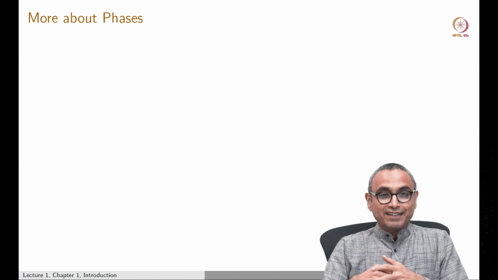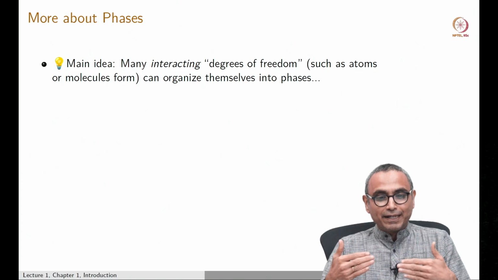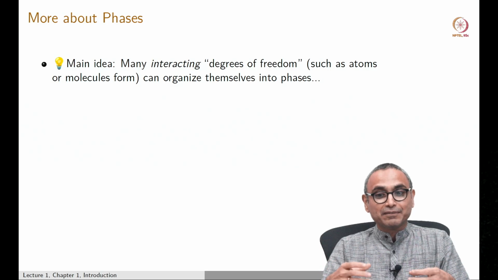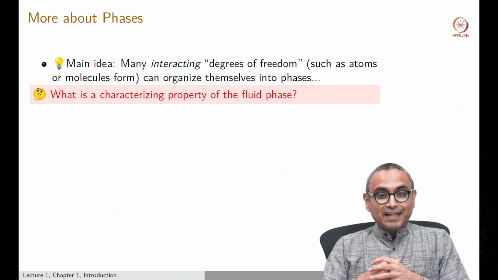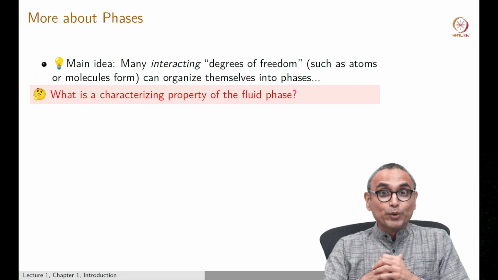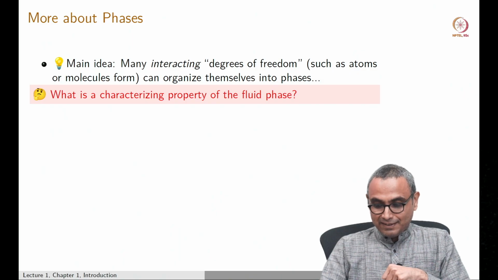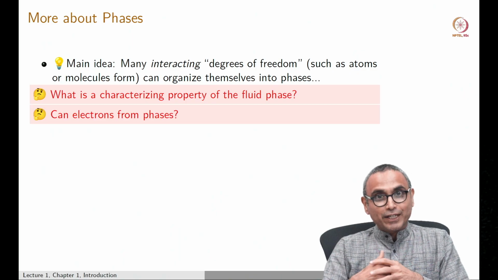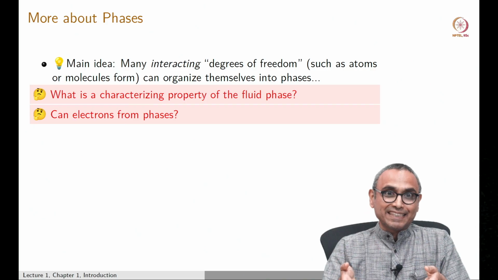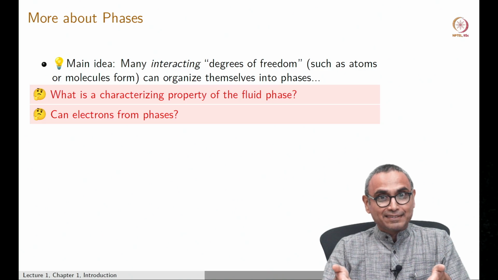Okay, let us proceed a little further. When many degrees of freedom interact with each other, they will organize themselves into phases. You can stop the video and think about what is the characterizing property of the fluid phase. We have just discussed the characterizing property of the solid phase. If you have found the answer to that question, you can ponder this: we discussed what happens when atoms, molecules or cells interact. Can electrons interacting with each other form phases? This is something you can think about.